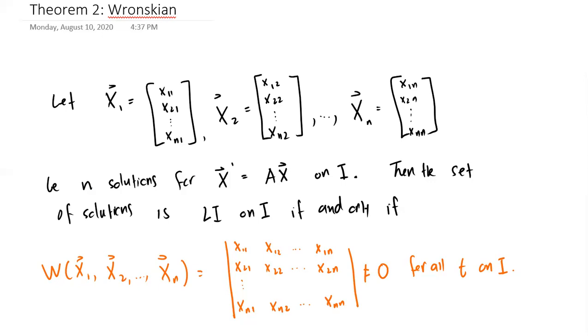Okay. So suppose we have n vectors, and again, they don't have to be solutions for a system of ODEs. You can do this more generally, but in our context, they are solutions for ODEs. So suppose you have these n vectors, which are solutions for the homogeneous ODE on I. Then the set of solutions, x1, x2, up to xn, are linearly independent on I if and only if this Wronskian is not equal to 0.